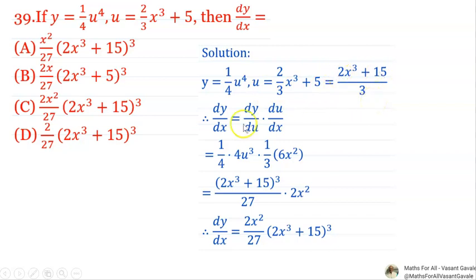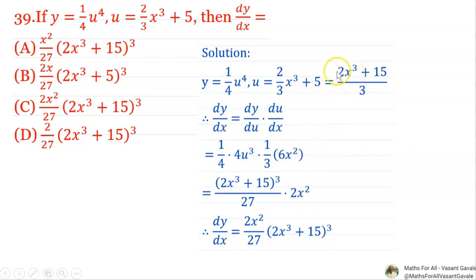This is the value of u. But what is the y? Y means what? 1 by 4 u raised to 4. म्हणजे काय? Y is a function of u and u is a function of x. Therefore, by chain rule इथे dy by dx is equals to dy by du into du by dx. Now here dy by du म्हणजे u raised to 4 चा डेरिव्हेटिव्ह किती येणार? 4 u raised to 3 आणि हा 1 by 4. That is 1 by 4 into 4 u raised to 3 into du by dx. या du by dx म्हणजे x cube चा डेरिव्हेटिव्ह किती येणार?